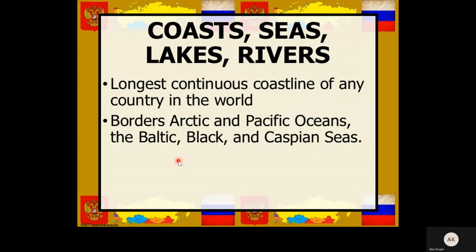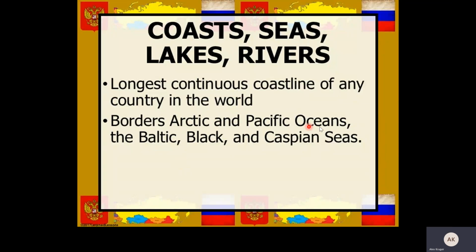So, coasts, seas, lakes, and rivers. Russia has the longest continuous coastline of any country in the world, by far. It has many very long rivers. The Caspian Sea is contained entirely within it. Some of the world's largest lakes are also in Russia. Everything's big in Russia.